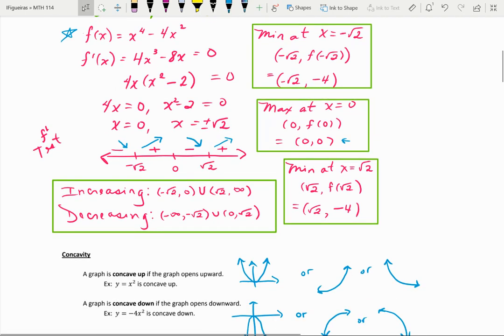Okay, then we have another extreme value at √2. At √2, I have a minimum as well, because before √2, it's negative, decreasing, and after √2, it's positive, increasing. So we have a minimum at √2, f of √2, and again, if you plug f of √2 into the original function, you get -4 as a result. So √2, -4 is a minimum. All right, so we've answered the questions in the problem.